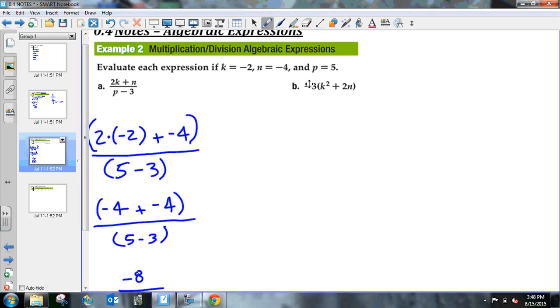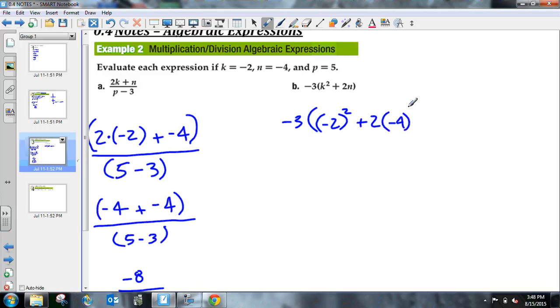Part B. All right, I've got to substitute my values in. And let me rewrite this. And this is where you guys are going to get tripped up. This kind of happens all the time. Even my calculus students get tripped up on this. Okay, so I'm going to do negative 3 parentheses k squared. I'm going to take the value of k, which is negative 2. Now, because this is negative, I need to put that in parentheses. I've got to take negative 2, and then I'm going to square it. Plus 2 times n. Now, n was negative 4. I'm going to put that in parentheses, negative 4.